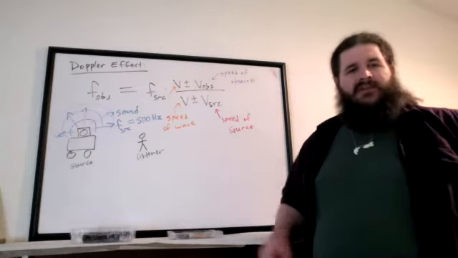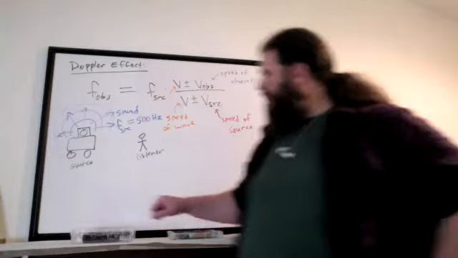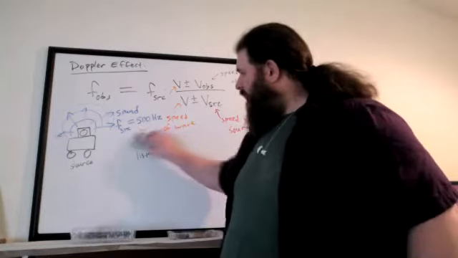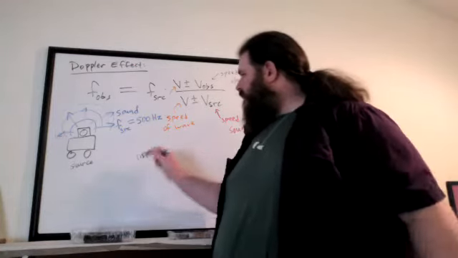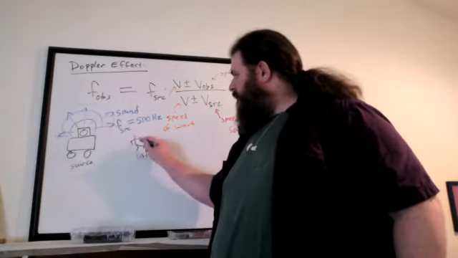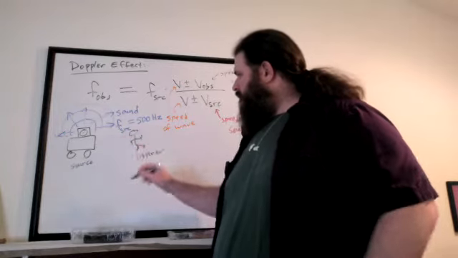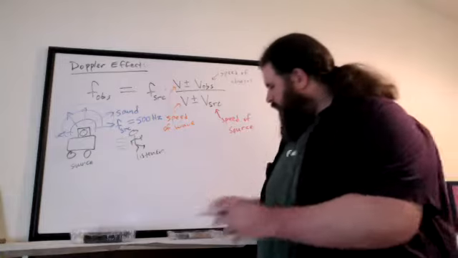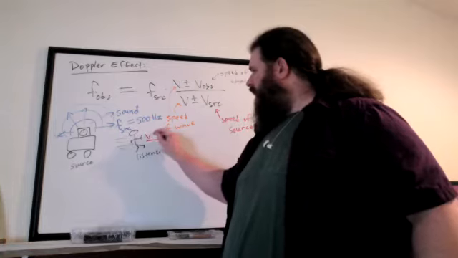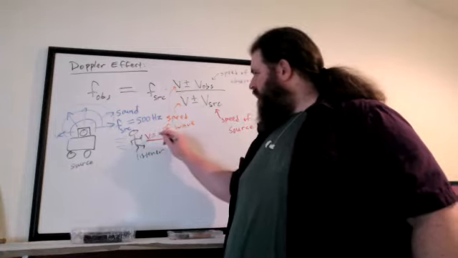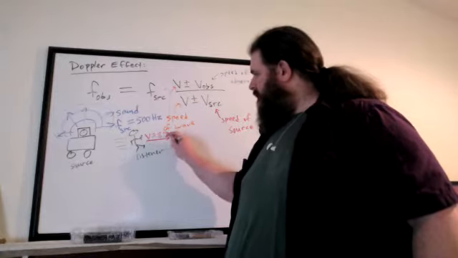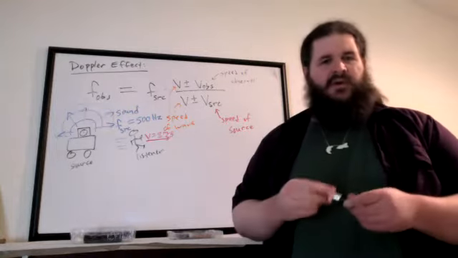But now let's take a look at what happens if somebody's moving. Like, let's say, for instance, the car is staying still, the source is staying still, but the listener is moving. Maybe you don't like this sound, so you are running away from the car. So you are moving away from the car with a speed of, let's say, 8 meters per second. So that would be the speed of the observer.